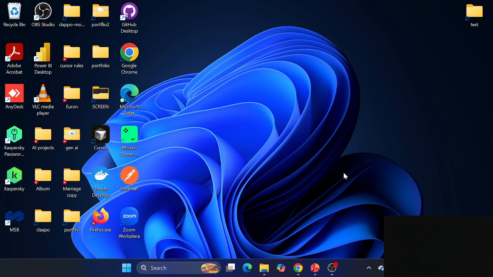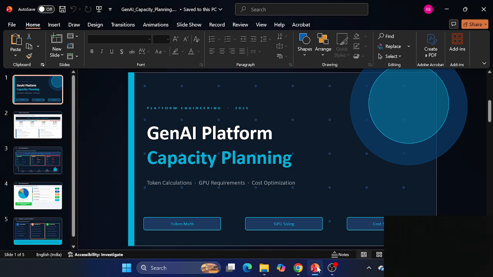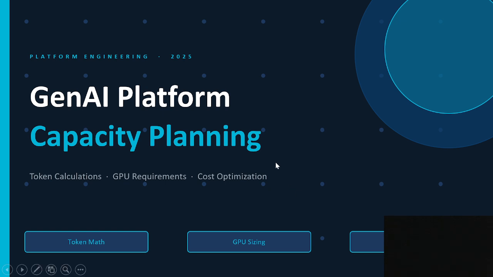Hello all. Today I'm going to explain capacity planning for the GenAI platform. Let me start: basically there are three parts, the token calculation, GPU requirements, and the cost optimization.